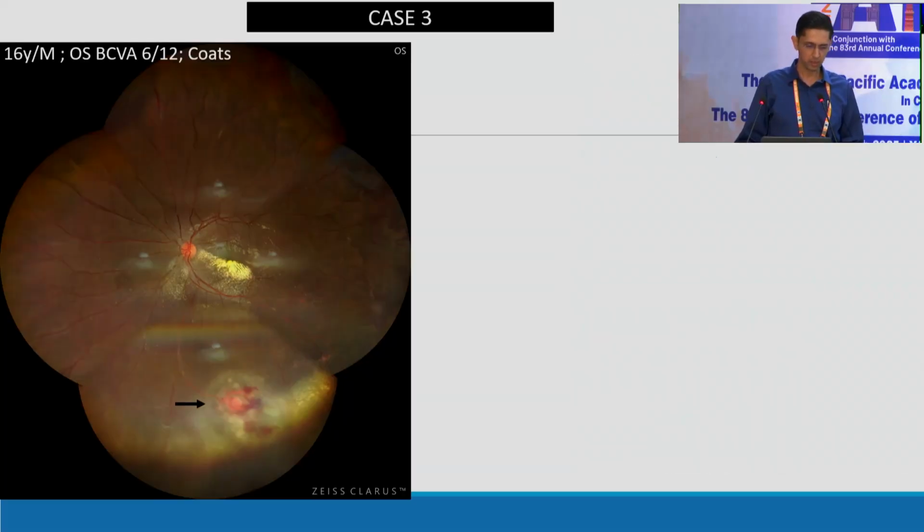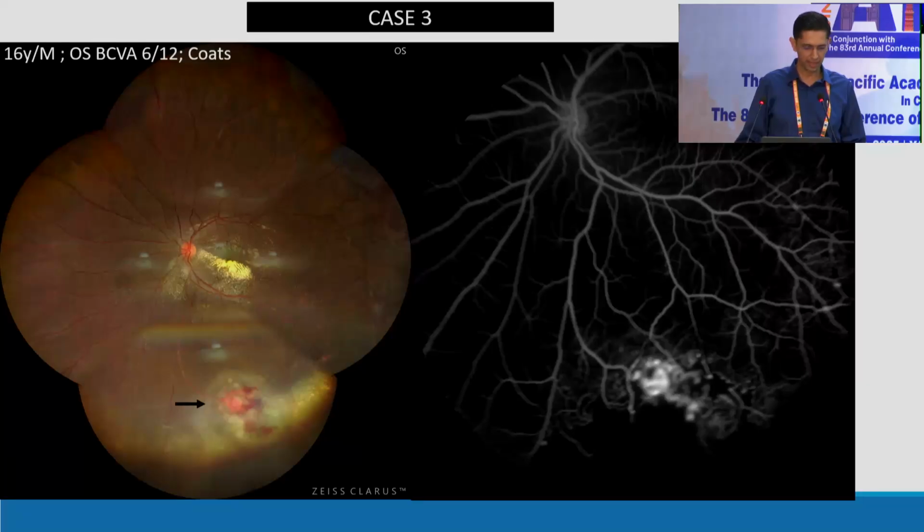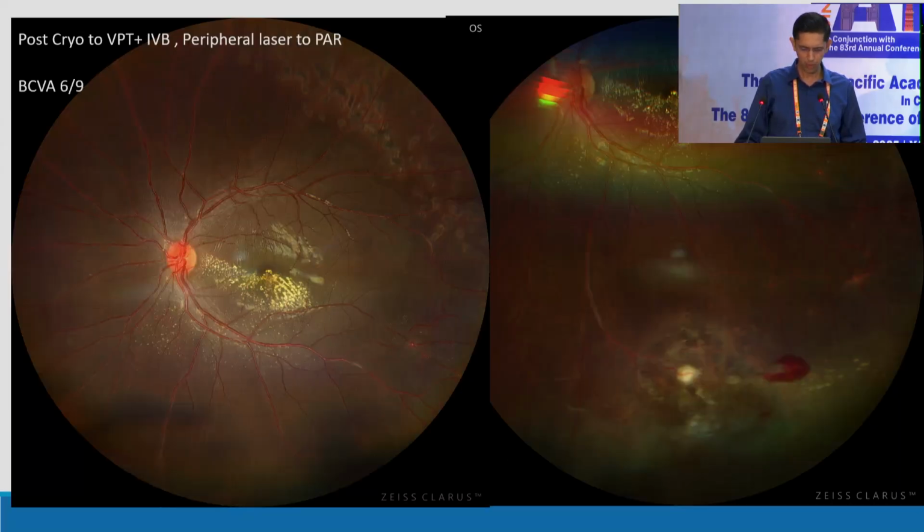Then case 3 was just a 16-year-old boy with Coats disease and an active VPT lesion in ITQ, and this is well highlighted on this FA image with PAR, telangiectasia, and the leaking VPT. And he did well with the cryo to the VPT and peripheral laser.